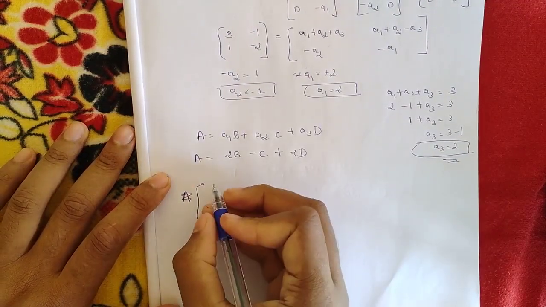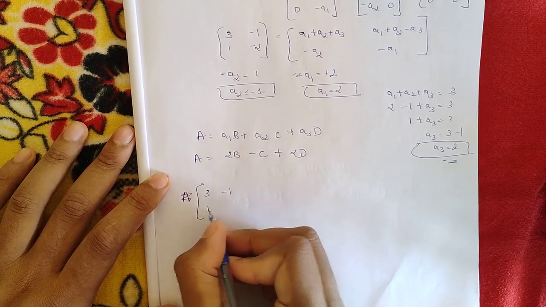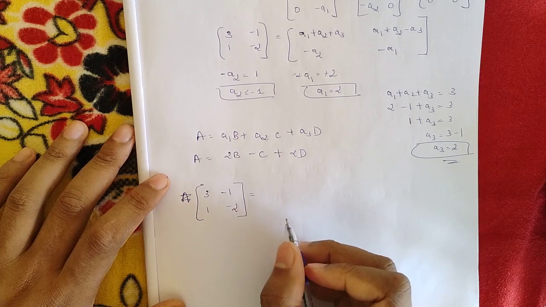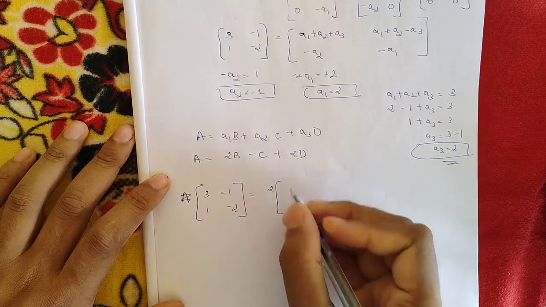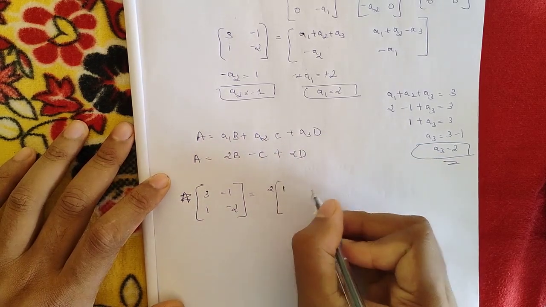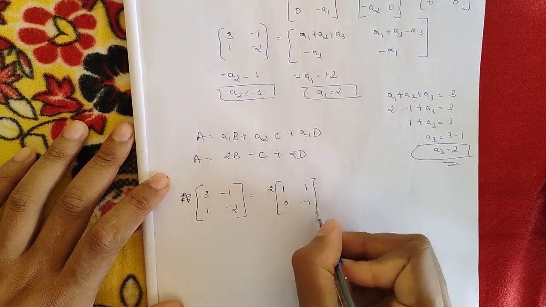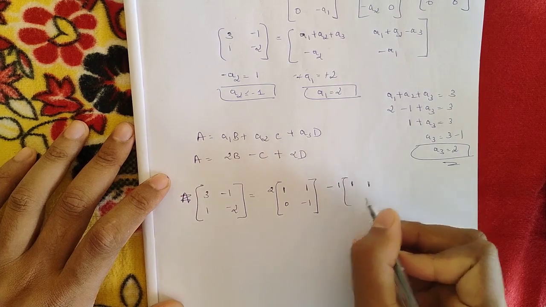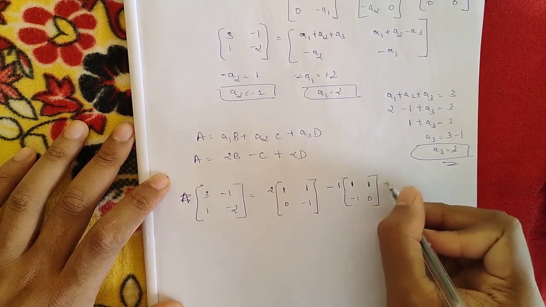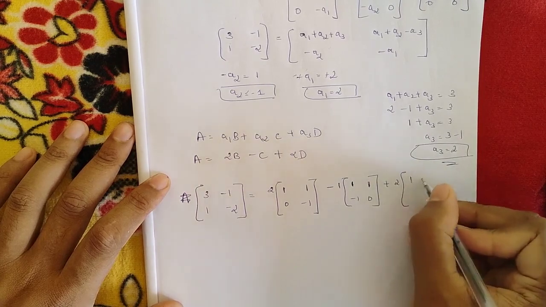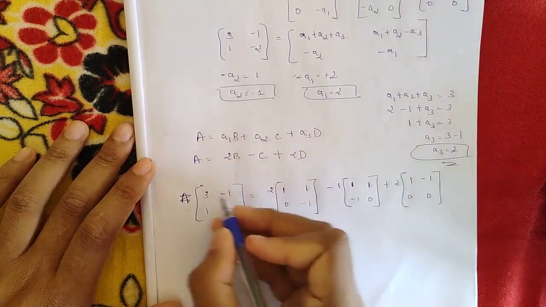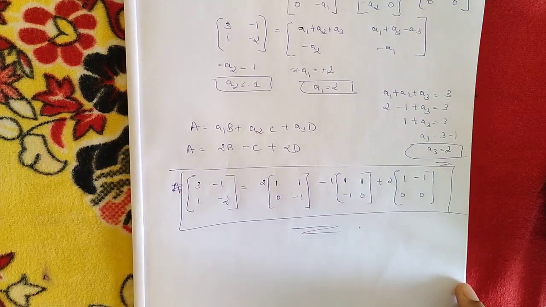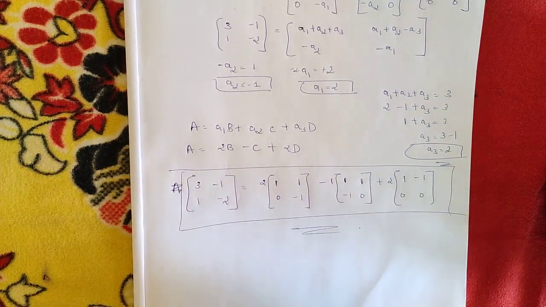The A matrix 3, minus 1, 1, minus 2 is equal to 2 times B, that is 2 into 1, 1, 0, minus 1, minus 1 into C, that is 1, 1, minus 1, 0, plus 2 into D, that is 1, minus 1, 0, 0. Okay, in this way this is represented as a linear combination. Okay, the required linear combination of A.